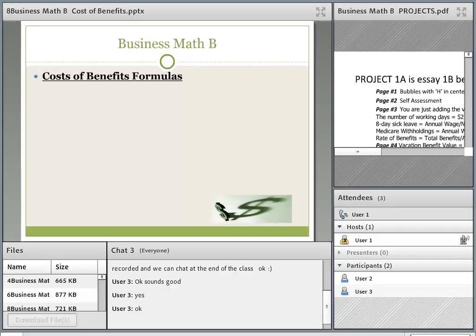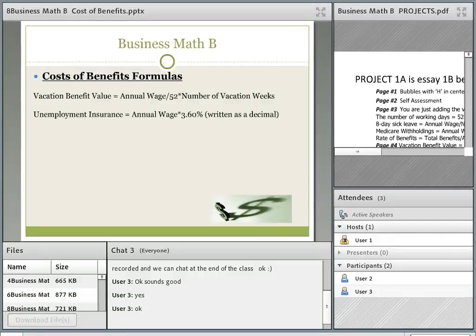Some of the cost to benefit formulas that you'll use for your lessons and in your future is how to determine your vacation benefit value. You take your annual wage, what they're paying you for the entire year, divide it by 52, that's the number of weeks, and then multiply it by the number of weeks vacation they give you. What that tells you is how much they're paying while you're off work.